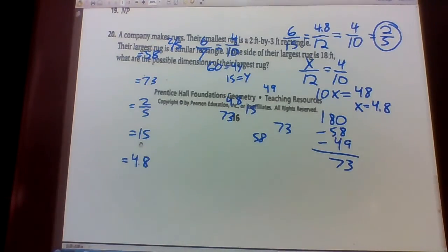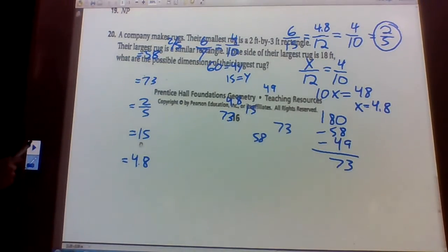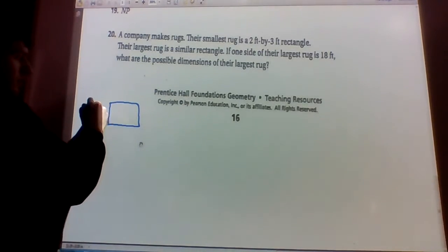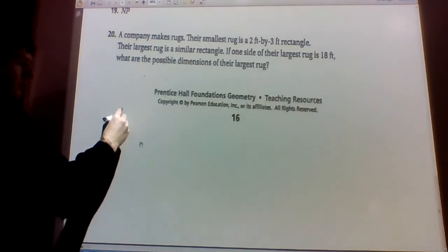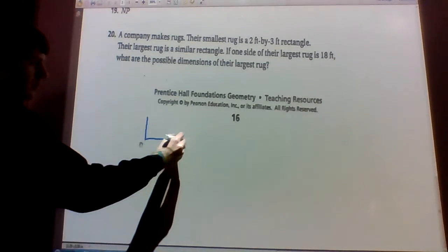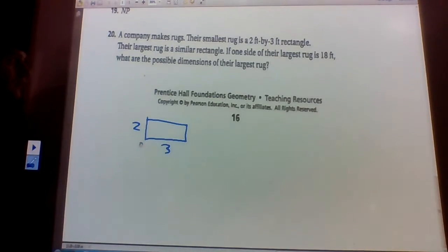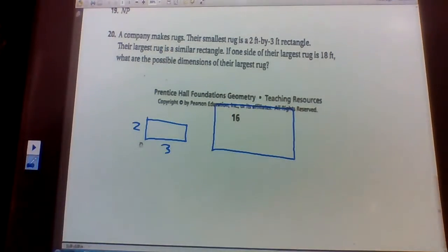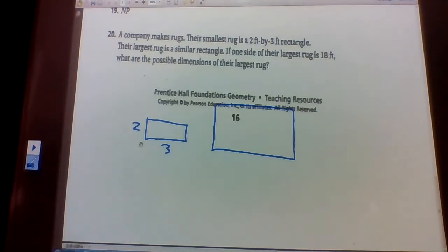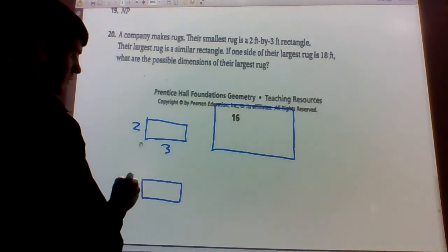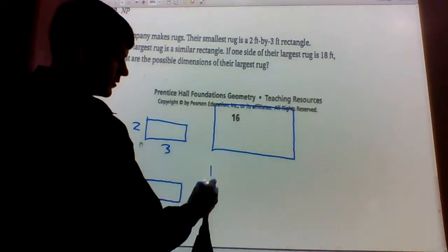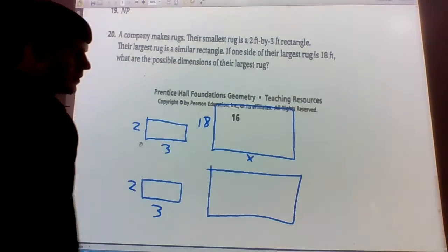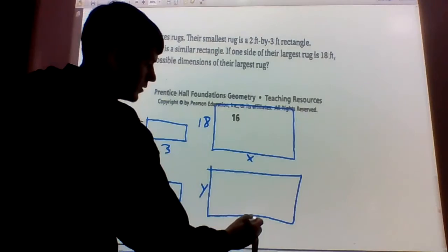Okay, a company makes rugs. Their smallest rug is 2 feet by 3 feet, a rectangle. Okay, the largest rug is a similar rectangle. One side is 18 feet, so we don't know if the long side is 18 feet or if the short side is 18 feet. So we've got to try it both ways. Okay, so let's try with the short side.